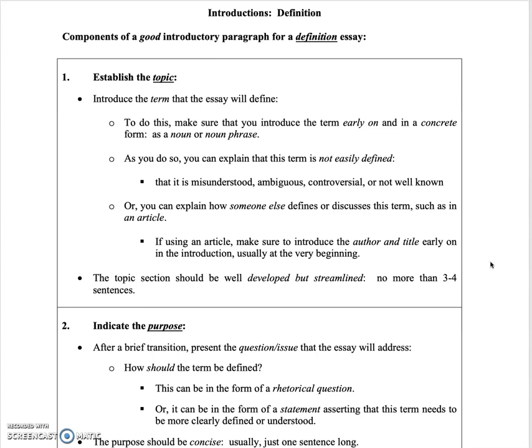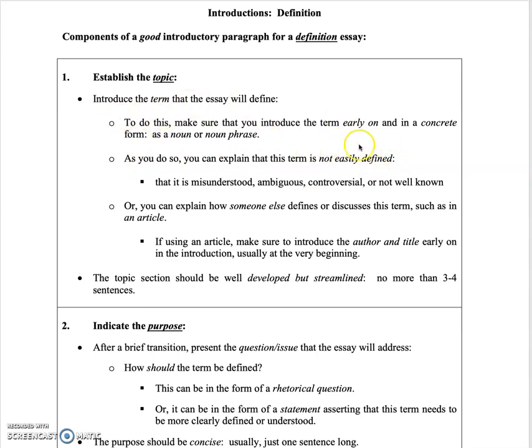Now, the sentence you use to do that should establish your topic, and it needs to establish why you're writing this extended definition essay and not just using a dictionary definition, right? We need to provide a rationale for why we need more explanation than just that. So there are a couple ways to do that. One is just to explain that this term is not easily defined.